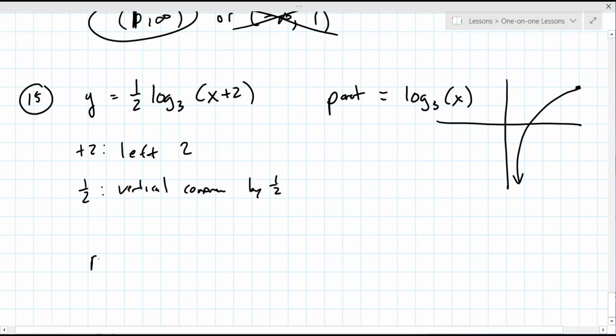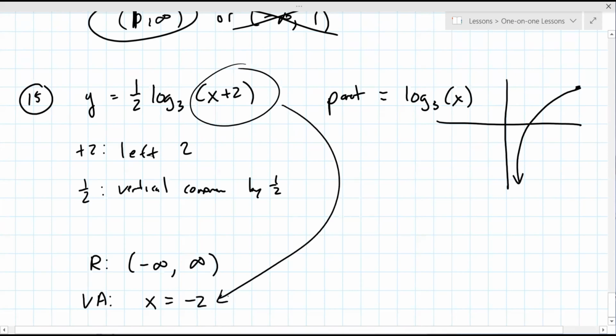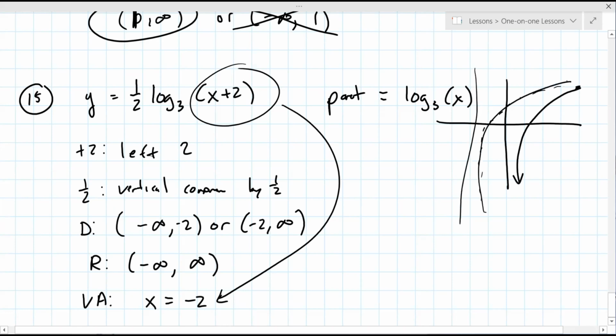So the range is always all real numbers. The vertical asymptote here is whatever makes this equal to 0, so x equals -2. Our choice for the domain is either minus infinity to -2 or -2 to infinity. Since it went left 2, this just moves left 2, and you can see it looks like something like that on the right there. So the domain is this one here.